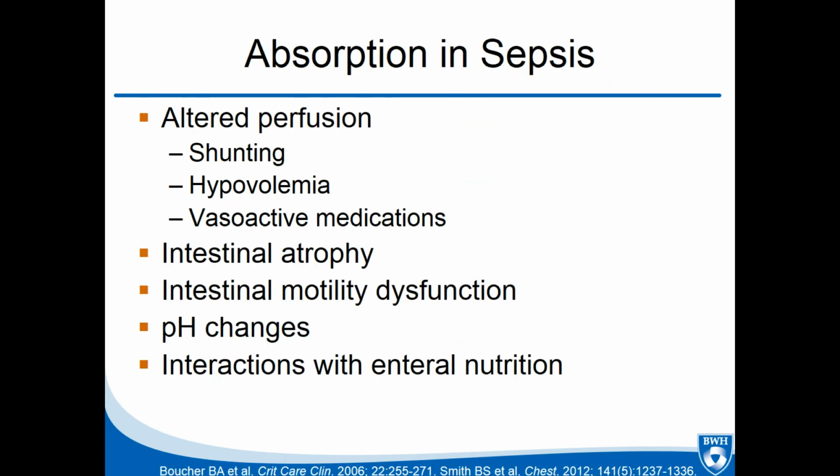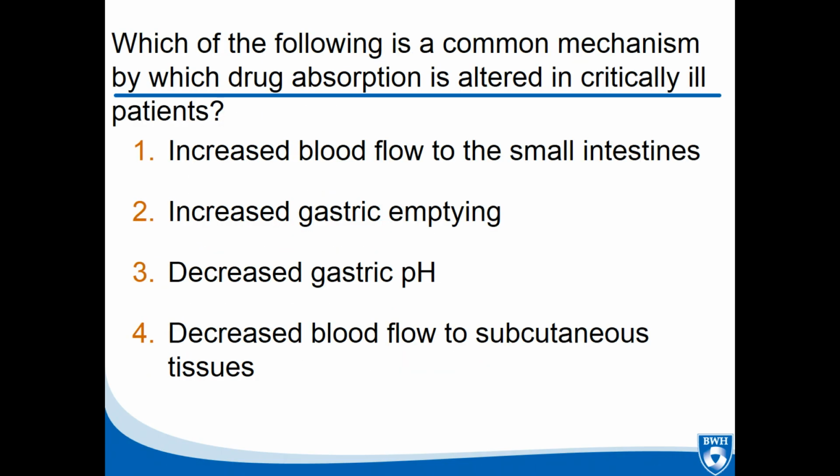To give you an idea of real-world applicability, I'll use sepsis as an example several times throughout this presentation. So, absorption differences in sepsis: we'll see altered perfusion with shunting of blood away from several absorption sites, hypovolemia, and the use of vasoactive medications, for example, decreasing perfusion and thus absorption. pH changes, intestinal motility dysfunction, and interactions with enteral nutrition will also play a role in decreased absorption.